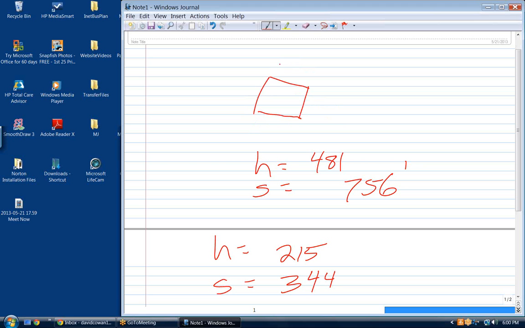And this height, the vertical height right to the center, is 481. And each side is 756. So what's the general formula for the volume of a pyramid? Wouldn't it be volume equals 1/3 times base times height? Well, not quite. It's 1/3 of the area of the base times the height.